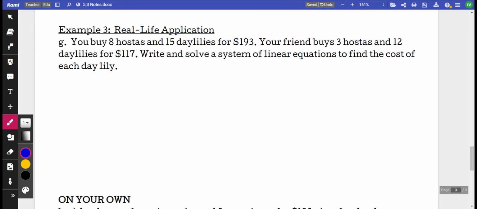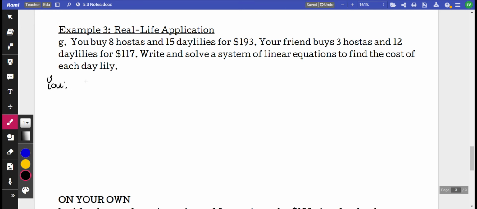Example 3, real life application. You buy 8 hostas and 15 daylilies for $193. Your friend buys 3 hostas and 12 daylilies for $117. Write and solve a system of linear equations to find the cost of each daylily. So let's make your equation first.